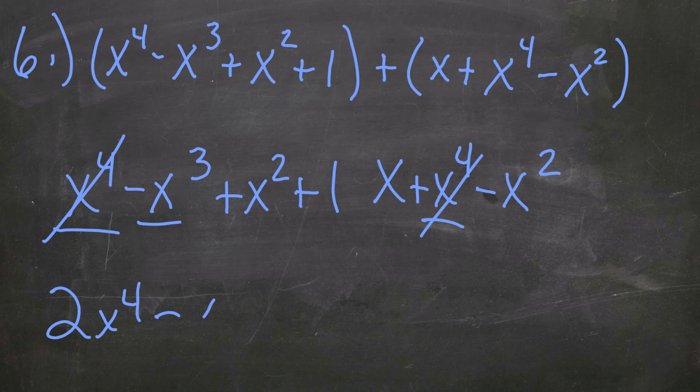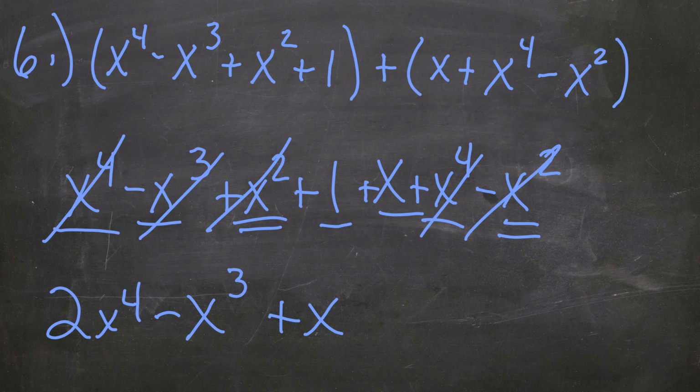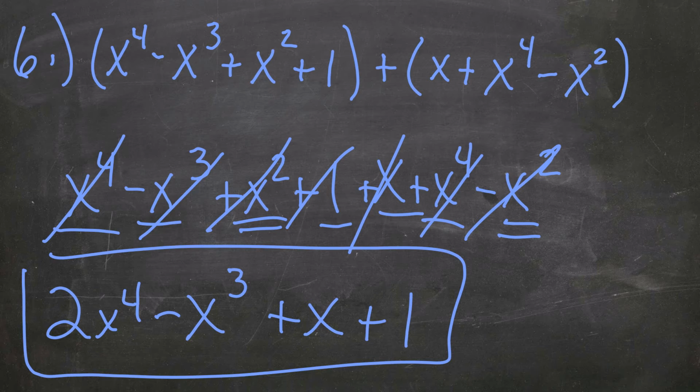I have 1 minus x cubed, so it just stays minus x cubed. Cross it off. x squared and negative x squared, those cancel. I'm left with plus x plus 1. And that's my final answer.